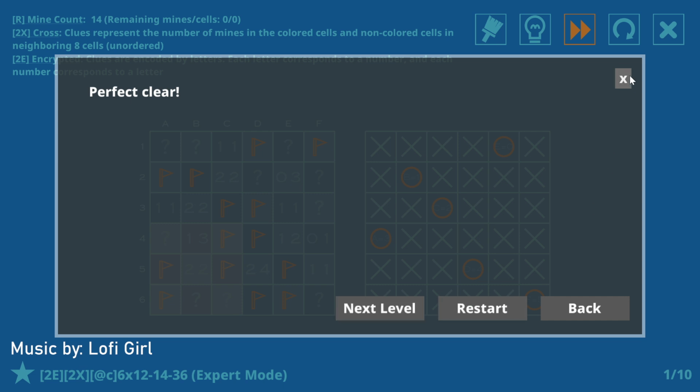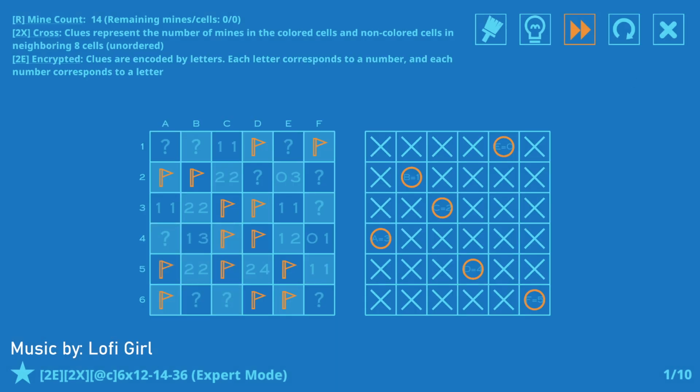There you go. Okay, well this was way easier than the previous level. Maybe I have learned something from there, I don't know. Well, I think that's all the time I have.